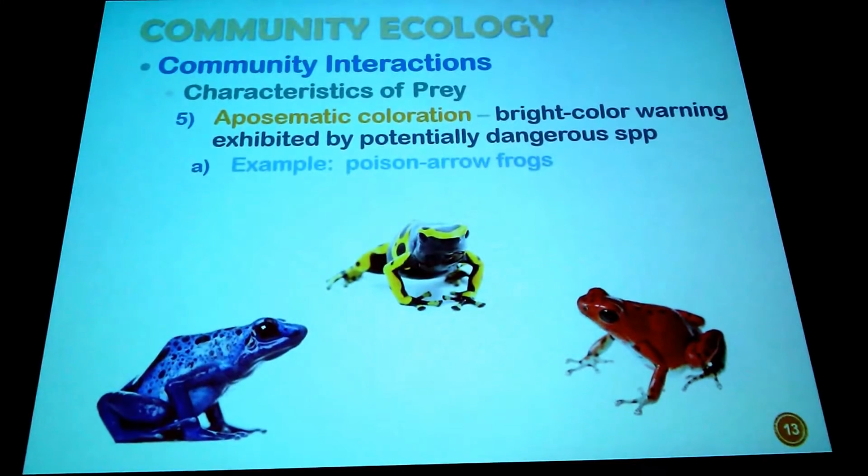Other characteristics of prey: aposematic coloration. Simply a bright color warning exhibited by potentially dangerous species. Example, poison arrow frogs. All very brightly colored. Funny thing is, in captivity, they tend to lose their toxicity. Chances are it's something they get from the environment, something they eat that causes them to be toxic.